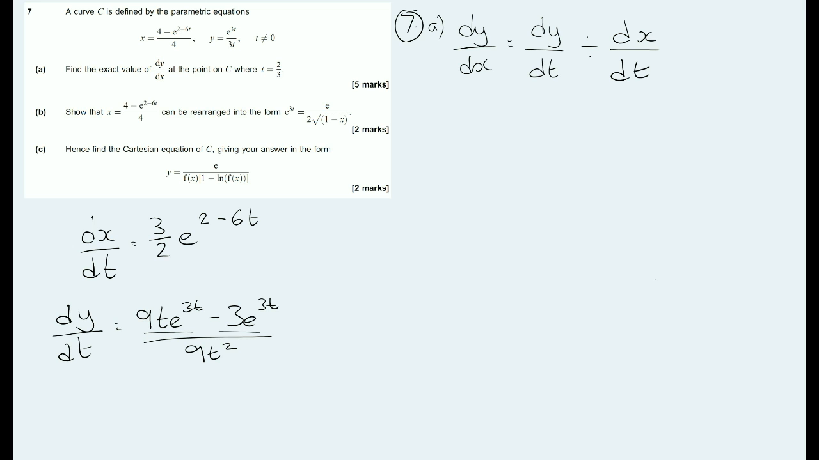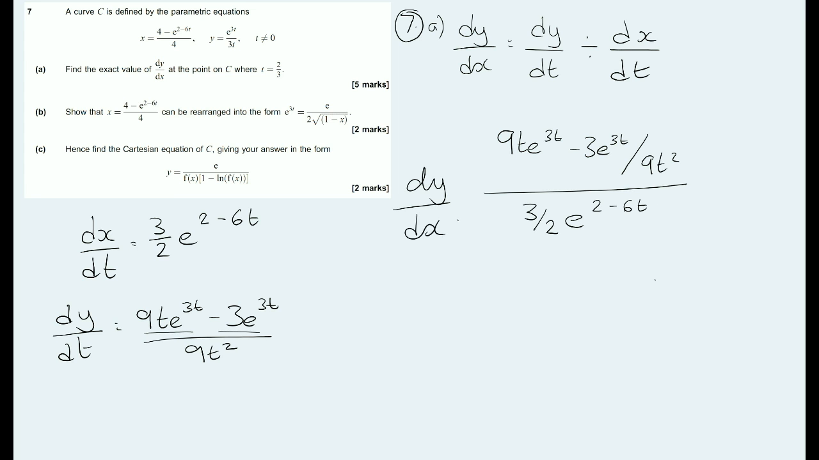So dy by dt, which is the top thing here, I've got 9t e to the 3t minus this one, all divided by 9t squared. That's on the top of my fraction, and on the bottom of my fraction is 3 over 2 e to the 2 minus 6t. So that's what dy by dx is equal to. And we're asked to find the exact value when t is equal to 2/3. So we're now going to substitute t equals 2/3 into this here.